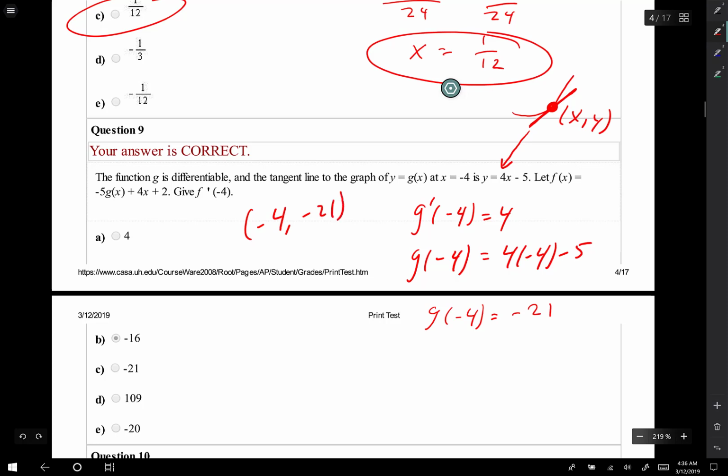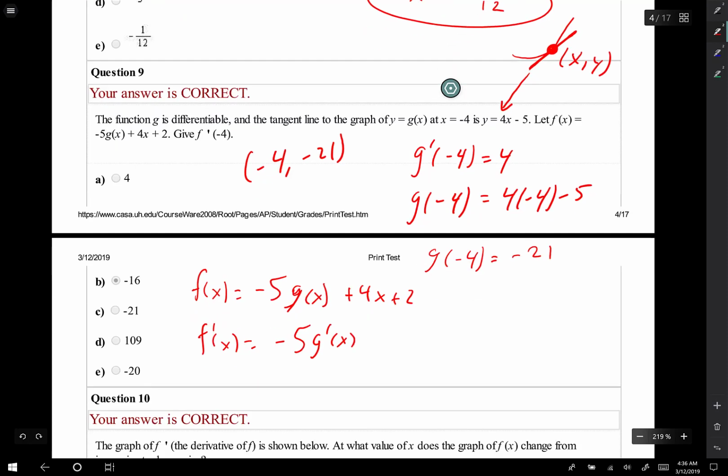All right, let's take a derivative. F of x is negative 5g of x plus 4x plus 2. So f prime of x is equal to negative 5g prime of x plus 4. Oh, it looks like you don't need your g of x anyways. So I'm going to plug in 4 for g prime of negative 4. Negative 5 times 4 is a negative 20. And when I add 4 to it, I get a negative 16.